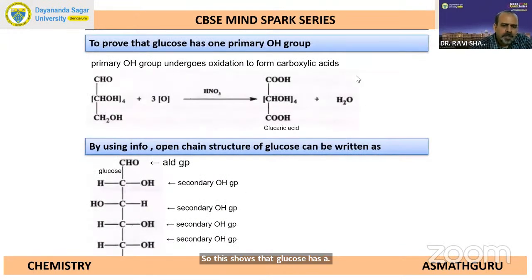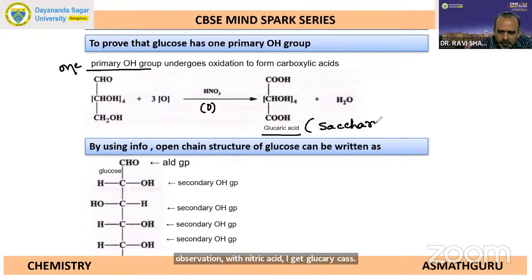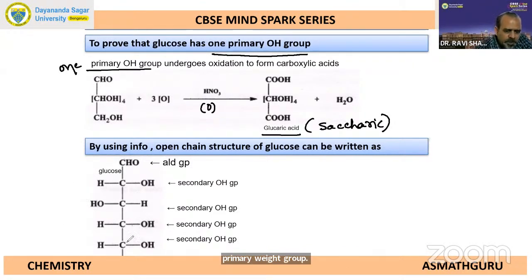How do you know that it is having one primary OH group? How many primary OH group? One primary OH. Because upon oxidation with nitric acid, I get glucaric acid. Other name is saccharic acid. And this reaction proves that glucose is having one primary OH group. So by using all this information, I write the structure of glucose.